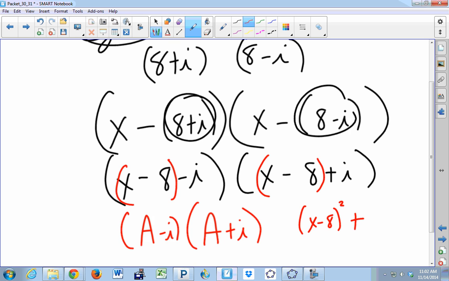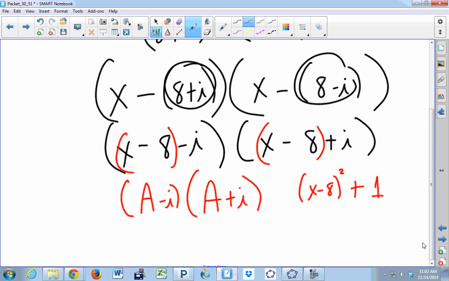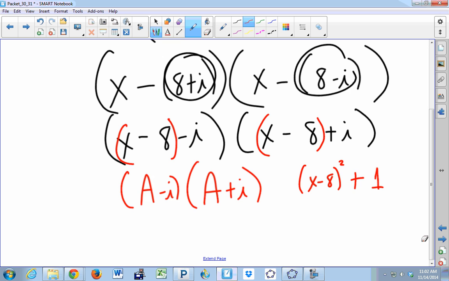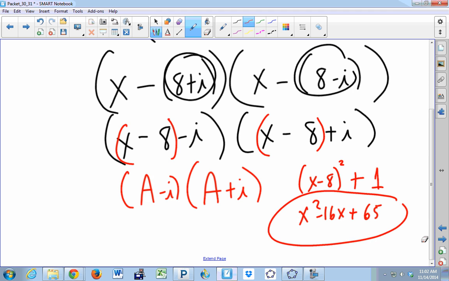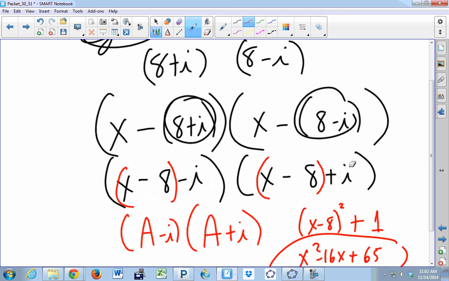You know it's going to be the sum of two things squared. And when you get negative i squared, you get a plus 1 there. So you're all done because you know how to square x minus 8. It's x squared minus 16x plus 64, and then the plus 1 makes it a 65. So that's how you would multiply that out. The trick here is to just put the parentheses around these two. Does that help you, Caitlin?